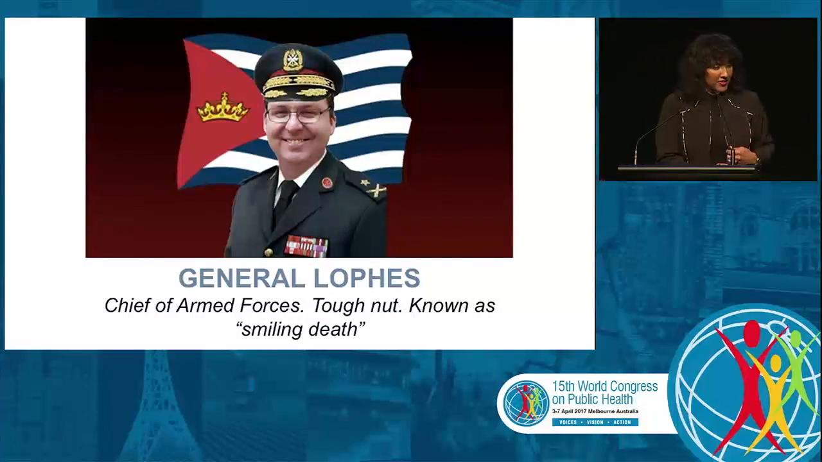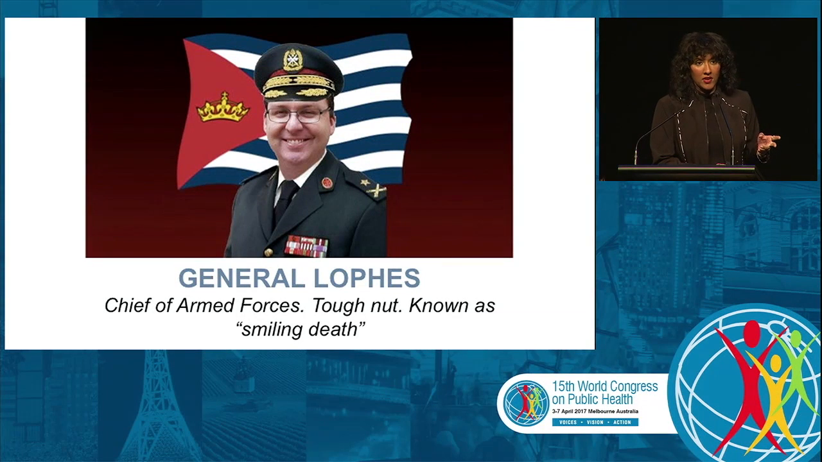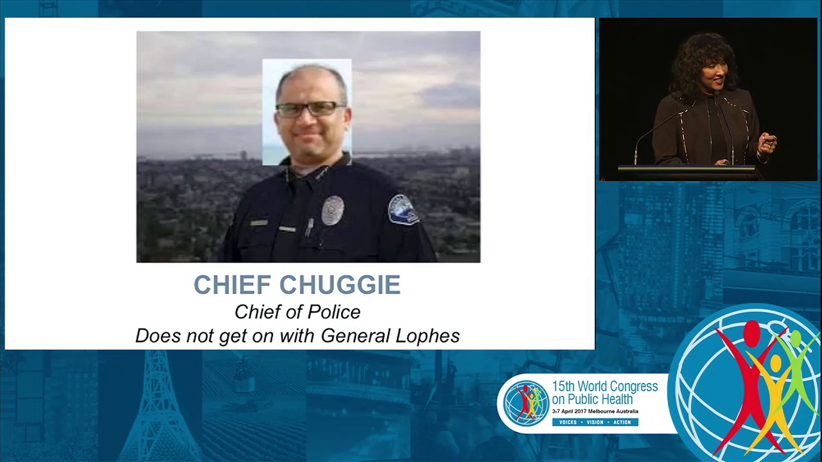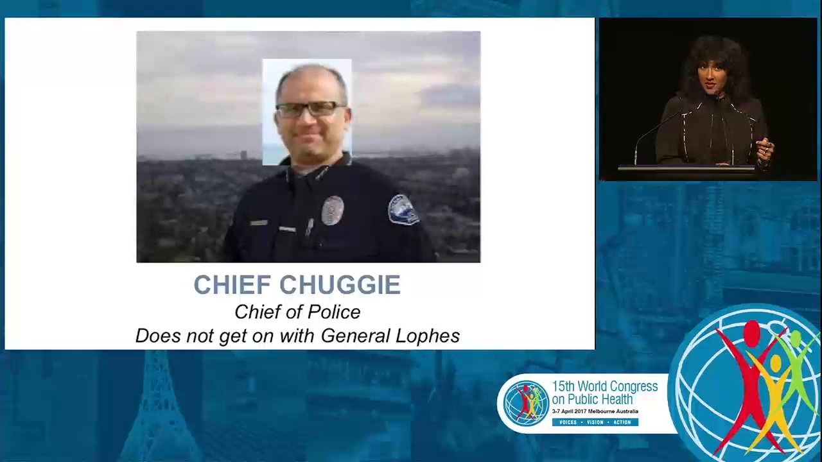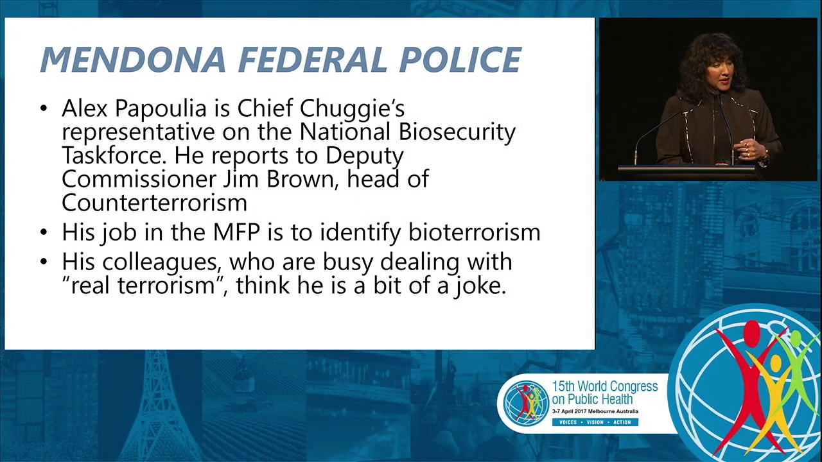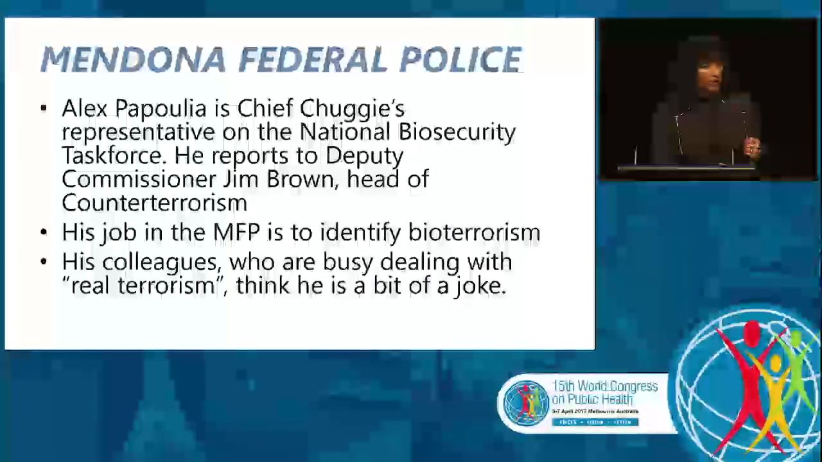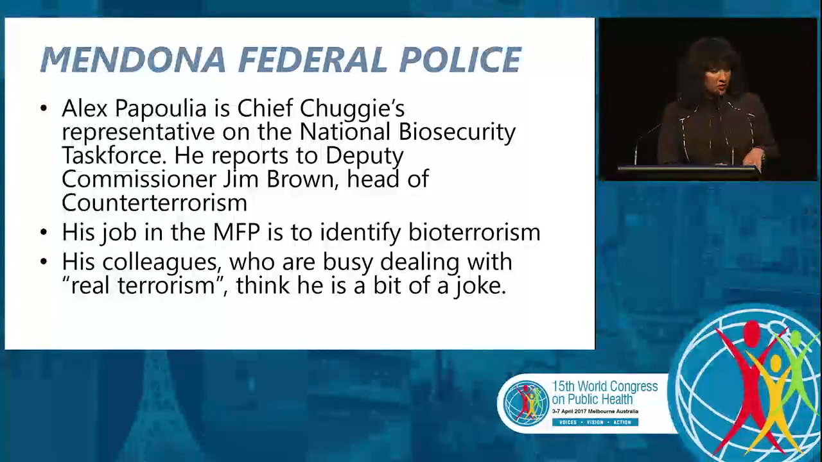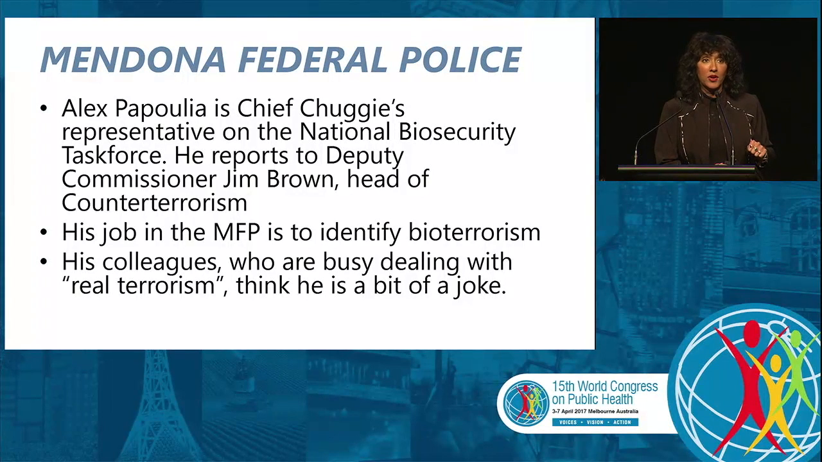Here we have General Lopez, who's the chief of the armed forces. He's a tough nut, also known as Smiling Death. And we have Chief Chuggy, who's the chief of police. He doesn't get on with General Lopez. In the Mendona Federal Police, we have Alex Papulia, who's Chief Chuggy's representative on the National Biosecurity Task Force, and he reports to Deputy Commissioner Jim Brown. He's in charge of bioterrorism, and his job is to identify bioterrorism. His colleagues who are dealing with real terrorism think he's a bit of a joke.